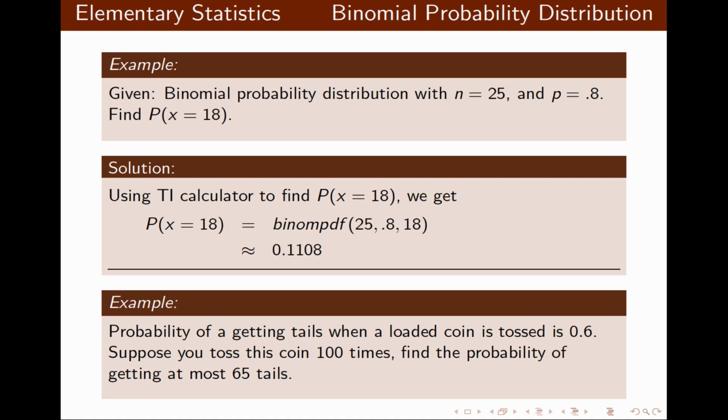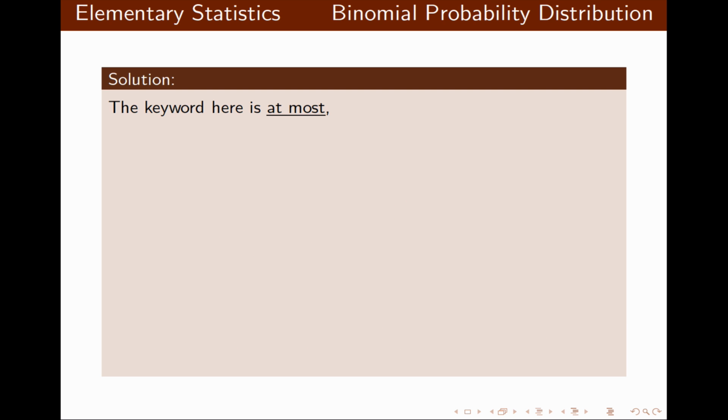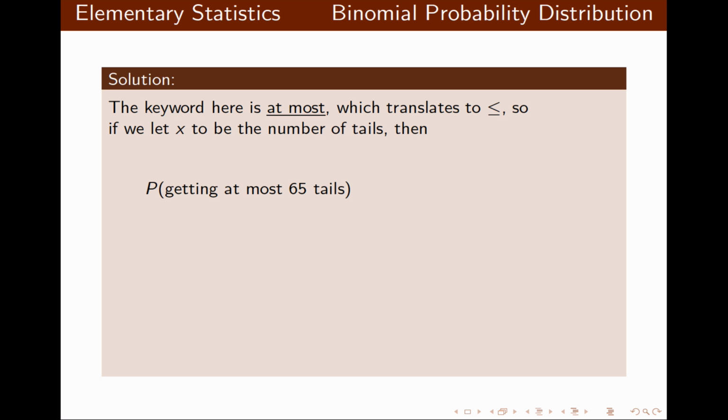Now, the probability of getting tails when a loaded coin is tossed is 0.6. Suppose you toss this coin 100 times. Find the probability of getting at most 65 tails. The keyword at most means less than or equal to. So if x is the number of tails, then the probability of getting at most 65 tails is the probability that x is less than or equal to 65.